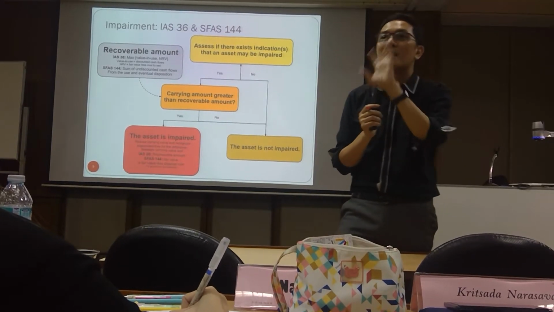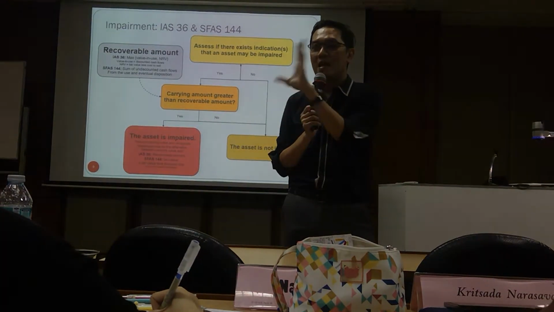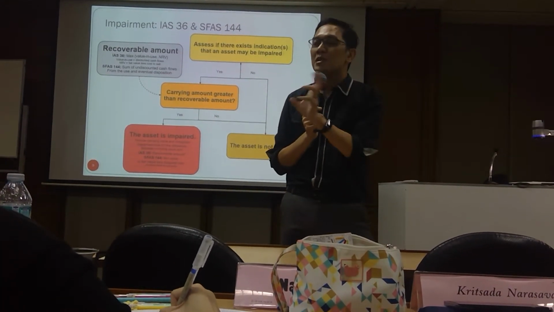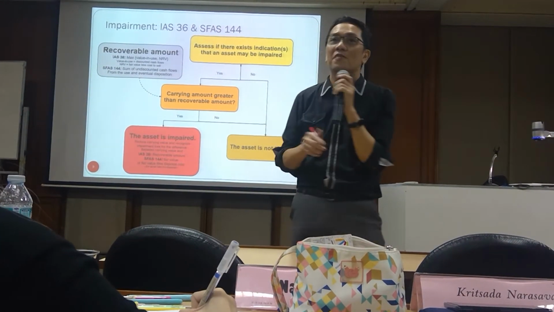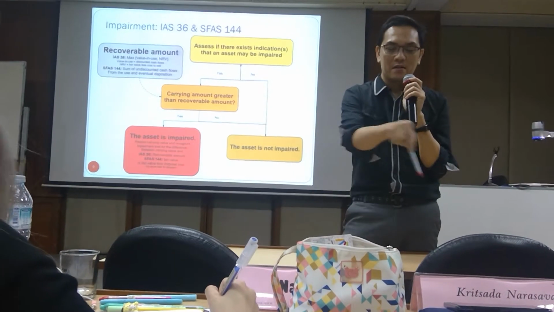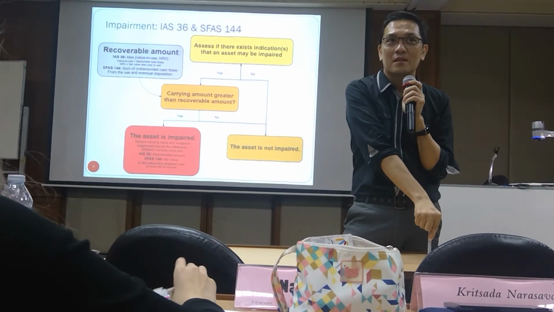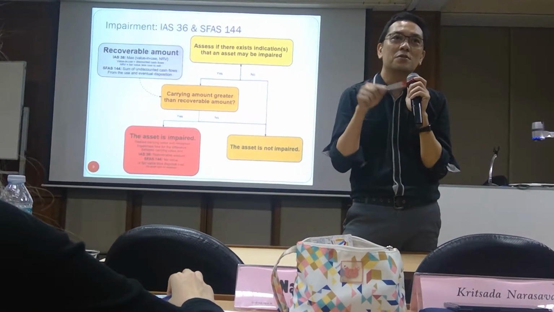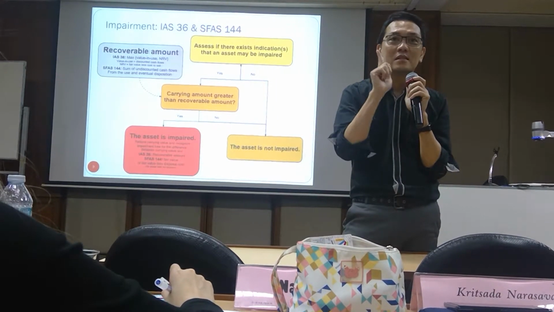Alright? If you understand the concept of both terms, NRV and VIU, I've made it short. VIU is value in use. In this scenario for RA, if NRV is 10 baht, VIU is 8 baht, which one is greater? NRV. You're going to pick the maximum one to be RA, recoverable amount, which is 10.